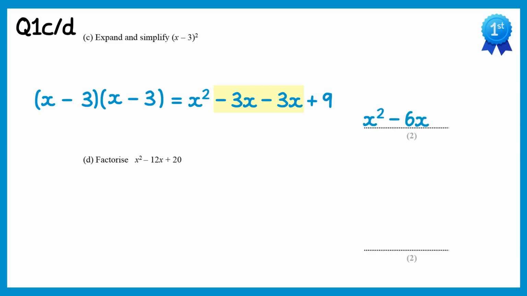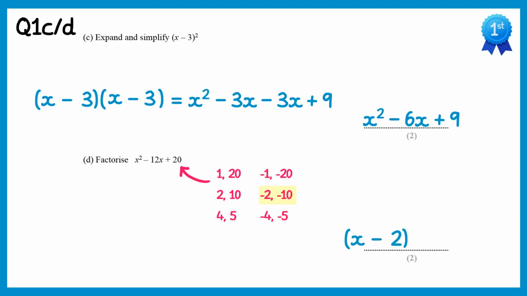take 6x plus 9. For part D, we need to factorise, which means to put back into brackets. If we look at the final term here, the plus 20, let's consider the factors. You have 1 in 20, 2 in 10, and 4 in 5. You also have the negative factors, so you've got negative 1, negative 20, negative 2, negative 10, and negative 4 and negative 5. We need one of these pairs that adds together to make negative 12, so that will be this one here. So the brackets are x take 2 and x take 10.